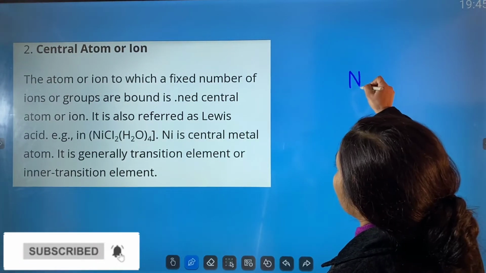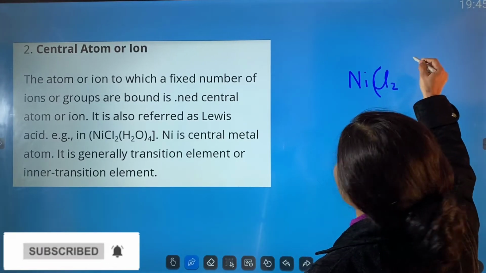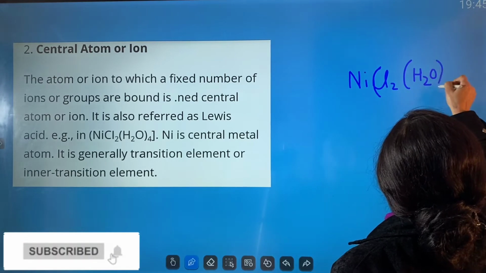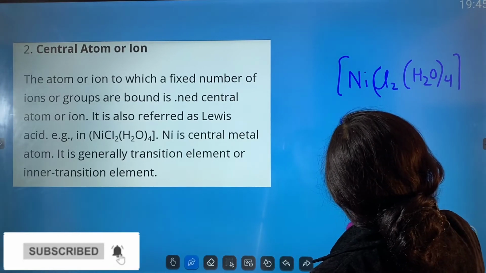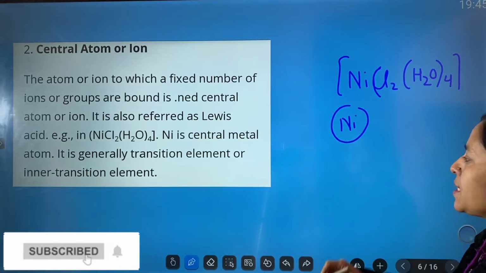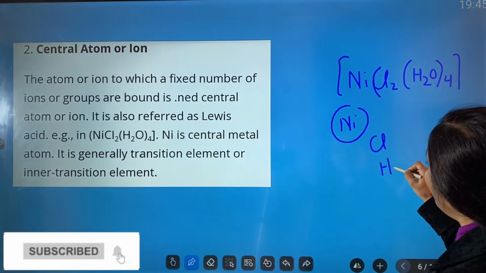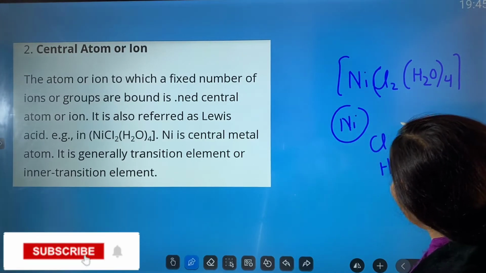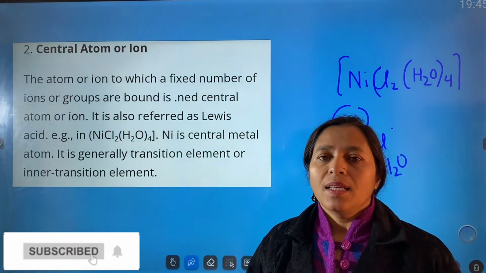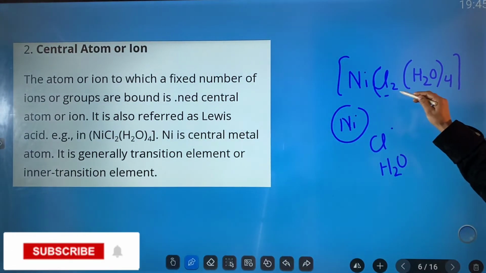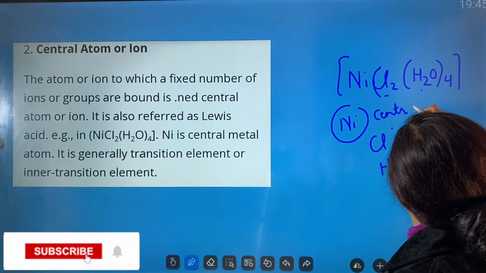Now what is central atom or ion? Suppose in this compound we are taking nickel chloride having another ligand, water. In this you can see there is a central atom nickel. It is connected with coordination bonds with chlorine atoms and with water molecules. So it is bonded to the anionic species as well as to the neutral molecules. Such a metal that is bonded to different types of ligands with the help of coordination bonds is known as the central metal atom.